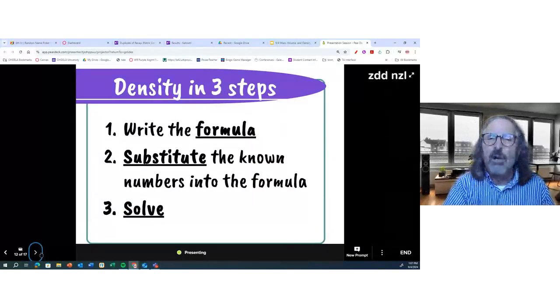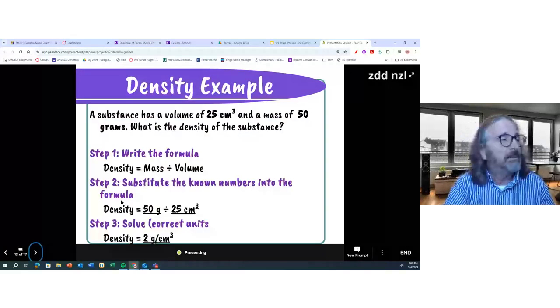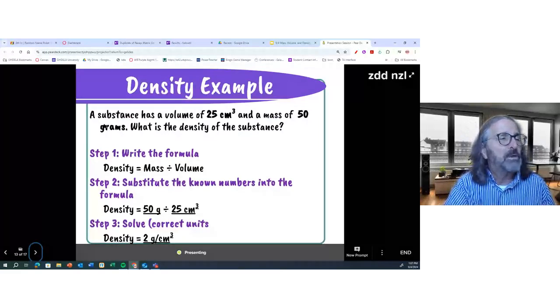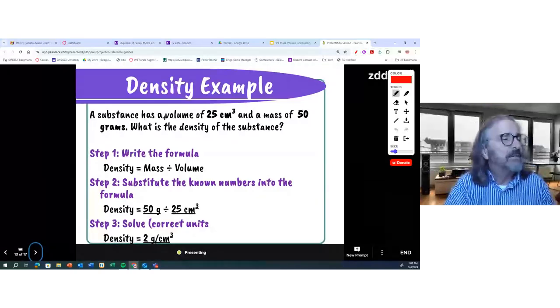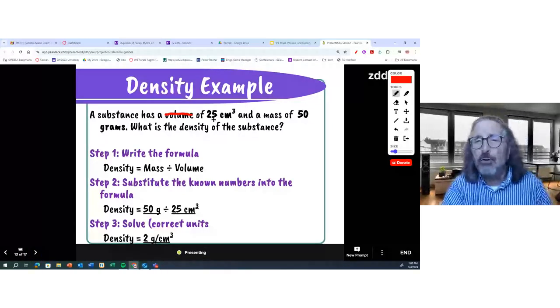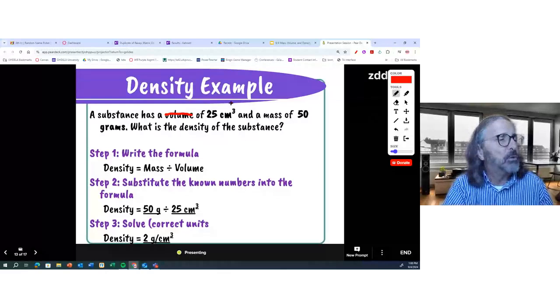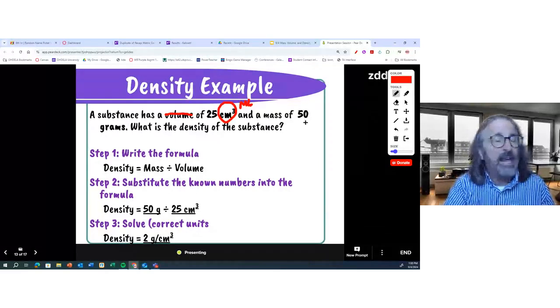Substitute the known numbers in and then solve. It's mostly multiplication and division here. So this is a division problem. So here we write the formula. Let's read the question. The biggest part of this is trying to decide which is which, because sometimes they don't use these words. Say we have a substance that measures 25 centimeters cubed. Anytime you see centimeters cubed or milliliters, that's your volume. When you see grams, you know that's your mass. That's how you distinguish one from the other.